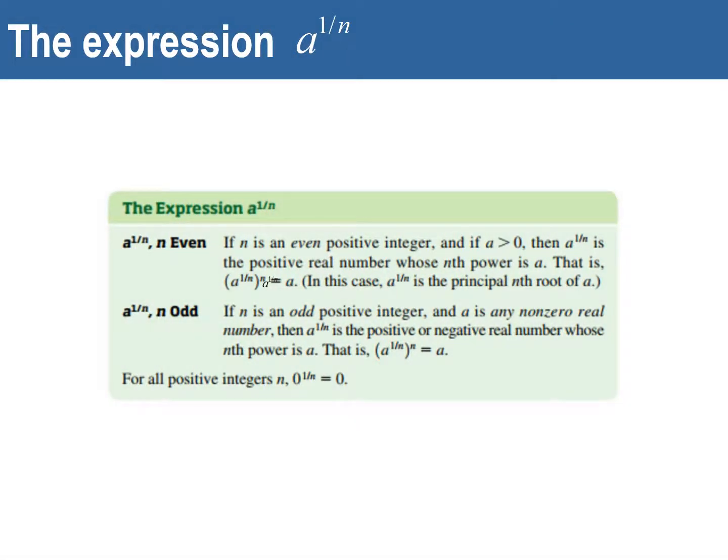Whenever I talk about a to the 1 over n, if n is even and a is positive, then this is the positive real number whose nth power is a. We're going to call this the principal root. When n is odd, a to the 1 over n is going to be a positive or negative real number whose nth power is a. For all positive integers, 0 to any power, we're going to define to be 0.